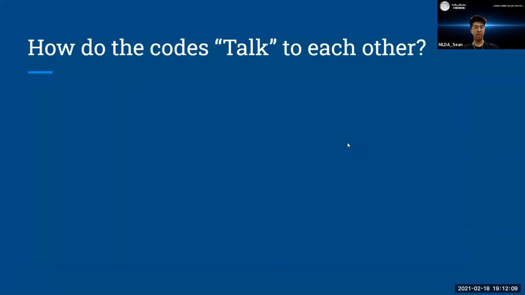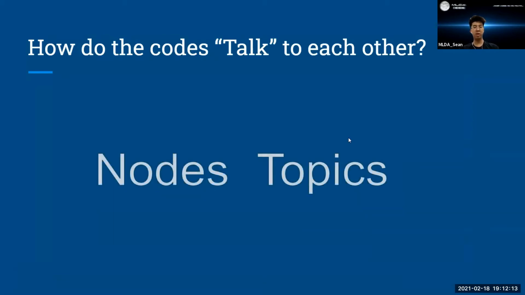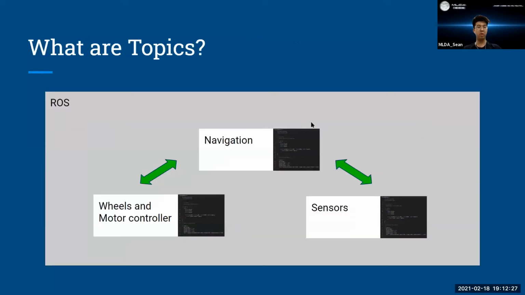Okay. So how do the codes talk to each other? Well, I would like to emphasize heavily two words, and these two words form the general backbone of ROS. The first is nodes and the second is topics. So first of all, what are topics? Topics are the messages that are being sent by your codes.